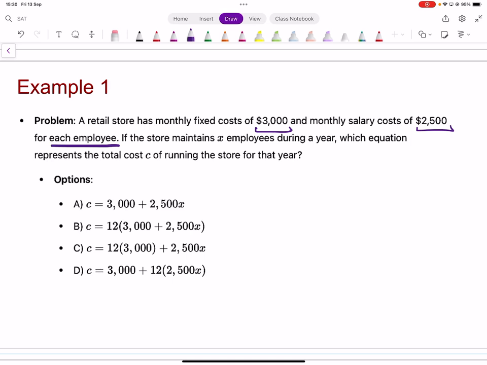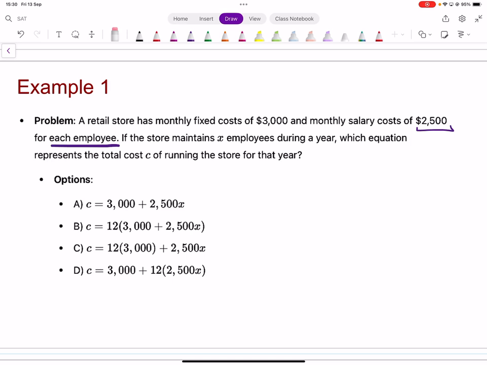Now, for this, you need to understand the concept of fixed cost. What is a fixed cost? That does not change due to anything, right? So the number of employees do not affect the fixed cost. If you have 10 employees, the fixed cost is still the same. If you have 1,000 employees, the fixed cost is still the same. That's a fixed number, okay? Now, what does the statement say?